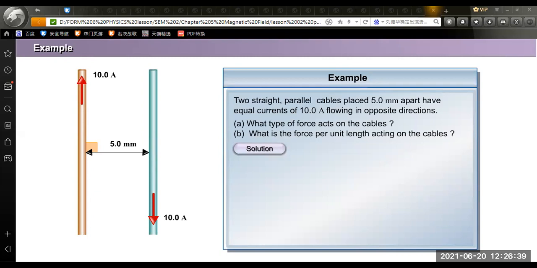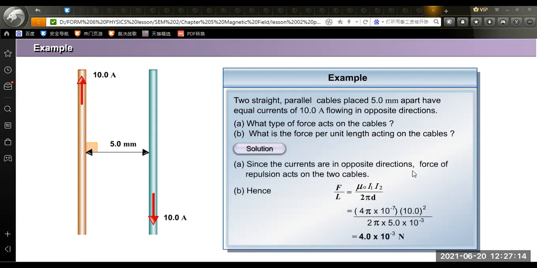Ladies and gentlemen, please observe the slide. Example: two straight parallel cables placed 5.0 mm apart have equal currents of 1 ampere, but flowing in opposite directions. Same direction attract, opposite direction, they will repel each other. So we want to find the repulsion force. What type of force acts on the cable? Since the currents are in opposite directions, a force of repulsion acts on the cable.